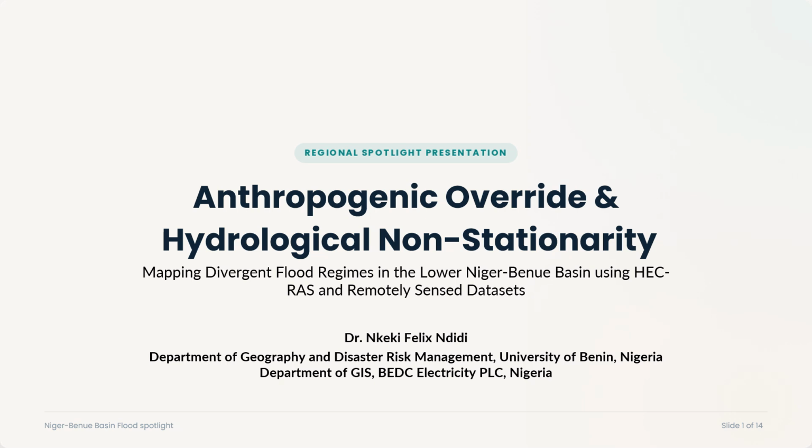Okay, the title of this research work is Anthropogenic Override and the Hydrological Non-Stationarity: Mapping Divergent Flood Regime in the Lower Niger-Benue Basin using HEC-RAS and remotely sensed data. This is a research work that has been completed and is currently being considered for publication in one of the Springer Nature journals.